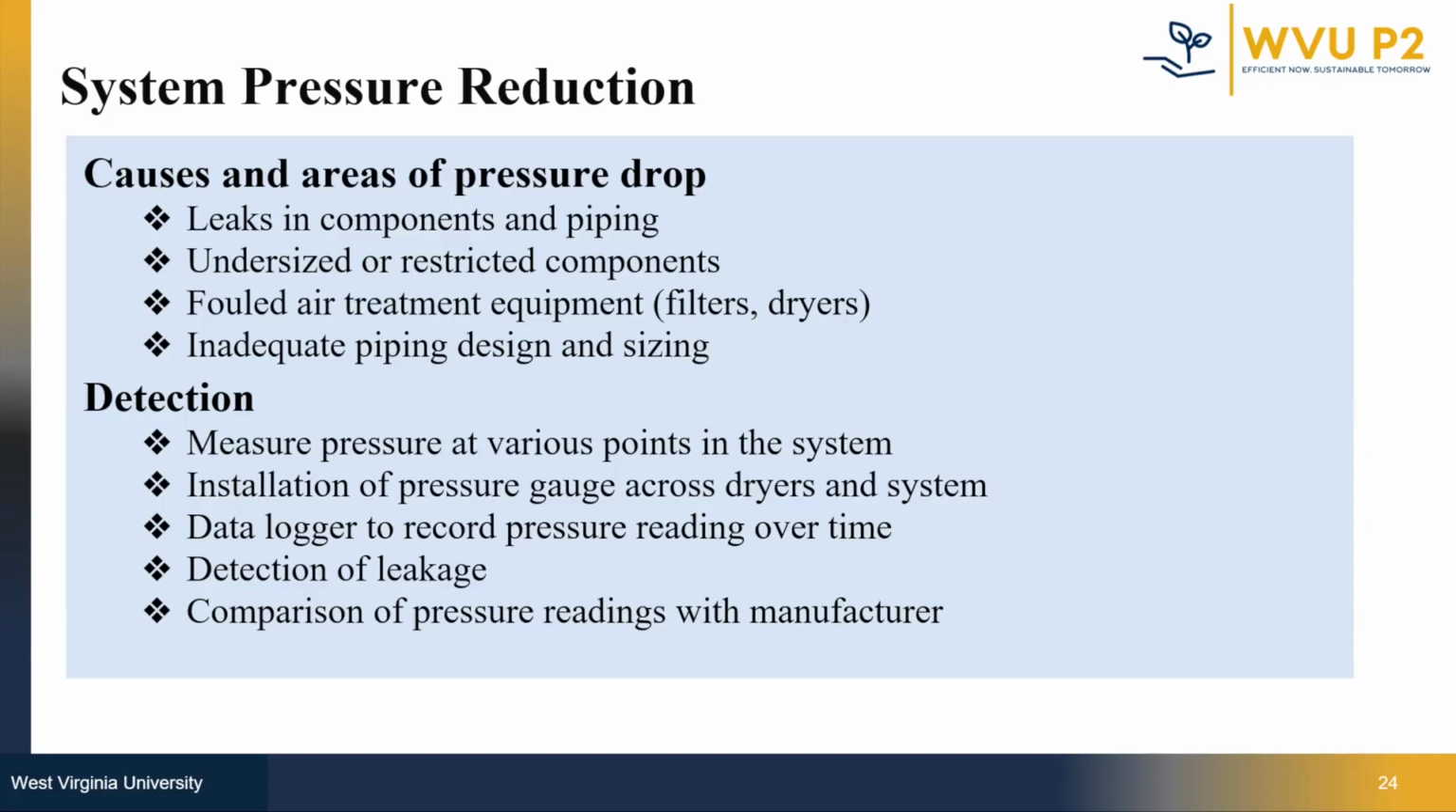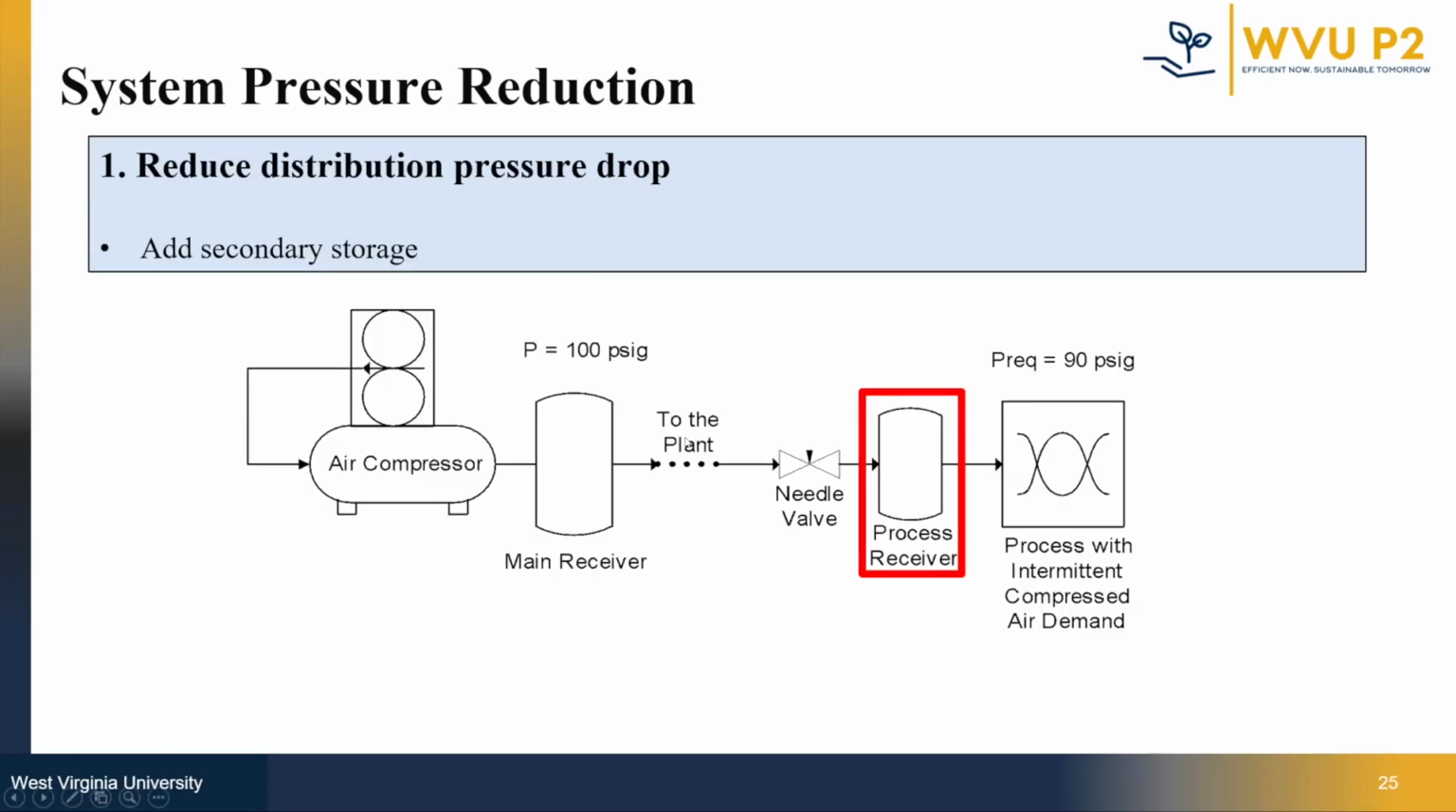Detecting this issue isn't complicated. It can be as simple as measuring pressures at different points, installing gauges across dryers, or using a data logger to see how pressure changes over time. Comparing those readings with manufacturing specifications helps pinpoint where the system is underperforming.